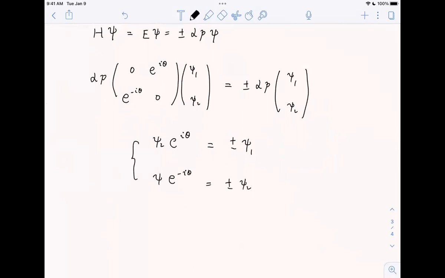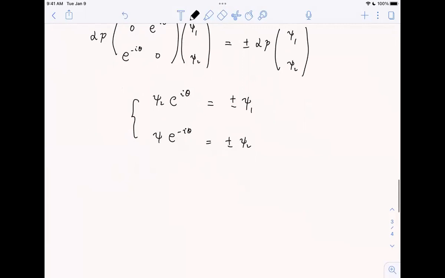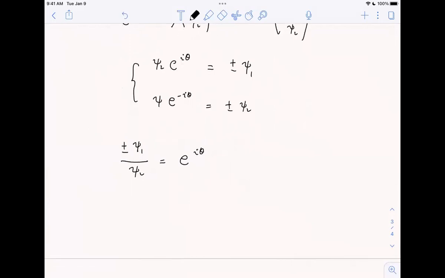Okay. So I think you only need one of the equations. You can get the solution. Okay. So basically you have plus and minus 1 over this equal to this. And another important thing is this needs to equal 1, the normalization condition.